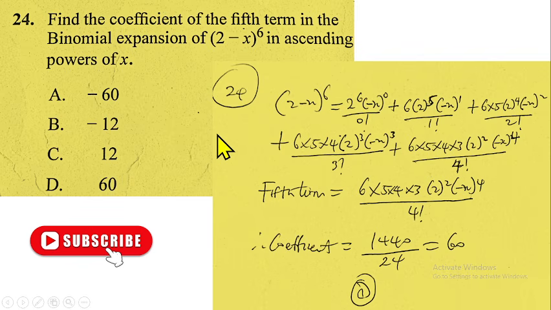So if you look at that, option C is the correct option for question number 23. Question number 24 is from binomial expansion. We have to find the coefficient of the fifth term in the binomial expansion of 2 minus x raised to power 6 in ascending power of x.